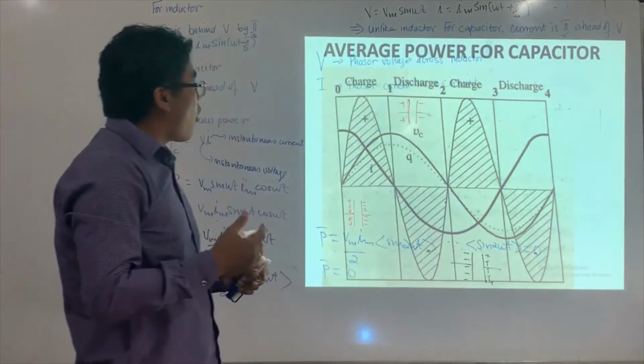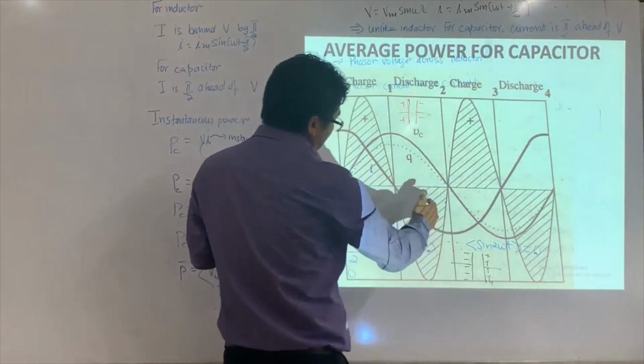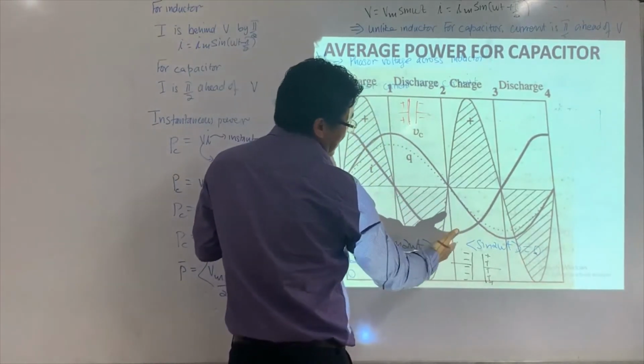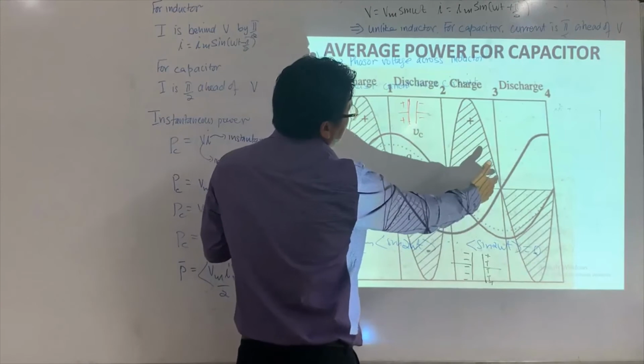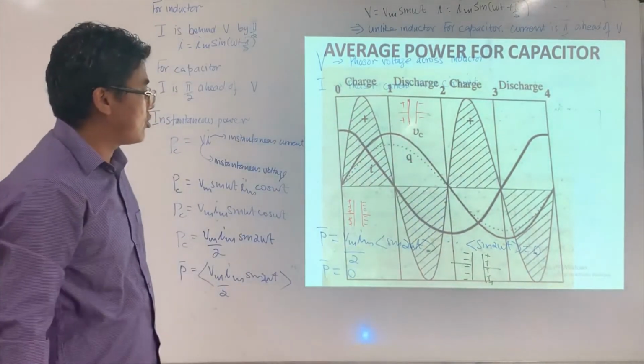Capacitors are charging in opposite directions. Why? Because at this time the capacitor is going to vanish. Now the capacitor starts charging in the opposite direction. This is the charging case. Energy is gained from the source.